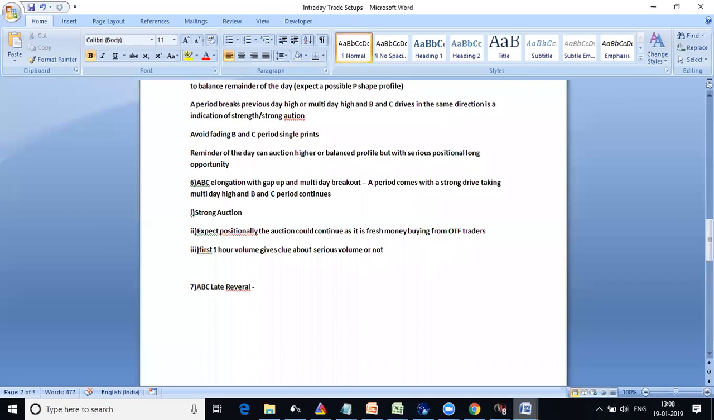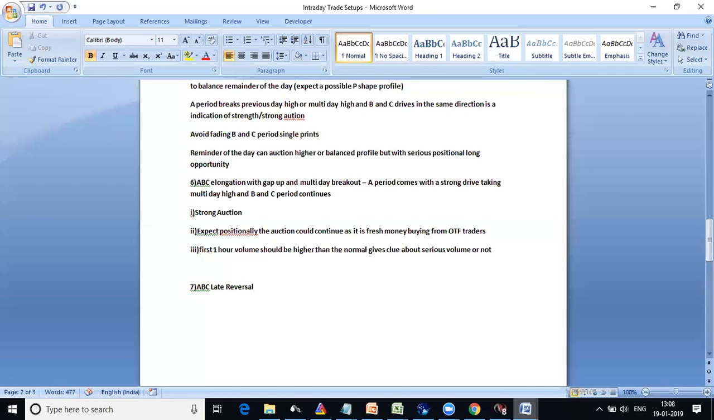Sir, before starting this, I have one more question. This first hour volume in Nifty, can we assume more than 1K, or what about Nifty volume here? First 1 hour volume of Nifty. It will give a clue, right? It should be higher than the normal.